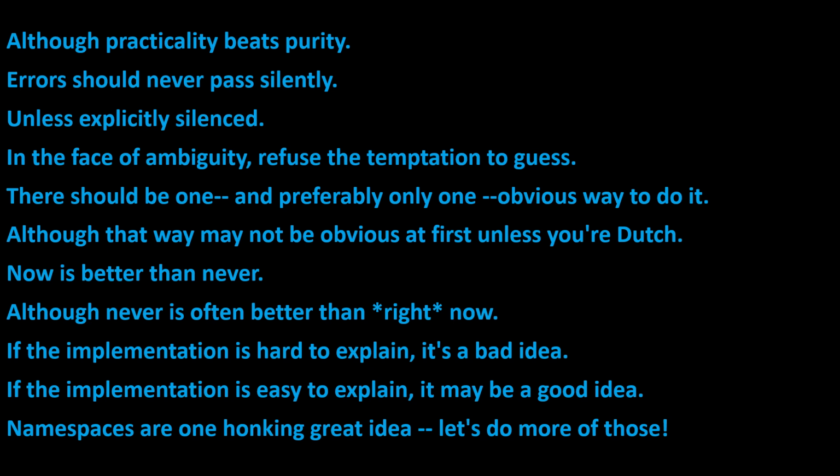In the face of ambiguity, refuse the temptation to guess. There should be one, and preferably only one, obvious way to do it. Although that way may not be obvious at first unless you are Dutch. Now is better than never. Although never is often better than right now. If the implementation is hard to explain, it's a bad idea. If the implementation is easy to explain, it may be a good idea. Namespaces are one honking great idea, let's do more of those.